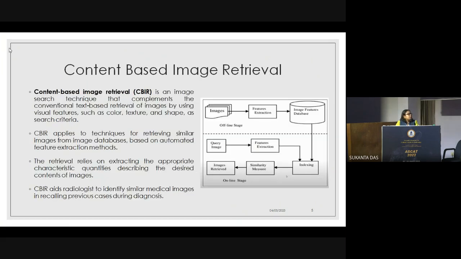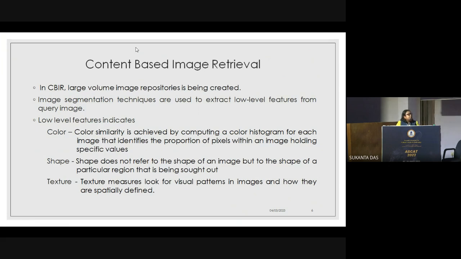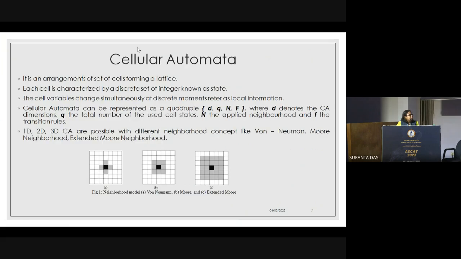This is the structure of CBIR, where the images are considered and features are extracted from them, and one database is maintained from those image features. Then from the query image, the feature is extracted and mapped against the existing database, so that if it matches, it will predict or detect what kind of disease it is. This is the basic outline of the task. Here we have considered the features color, shape, and texture. Cellular automata can be considered a grid of cells, and various dimensions of cellular automata are available. As I am working with digital images, I have preferred 2D CA for further processing.